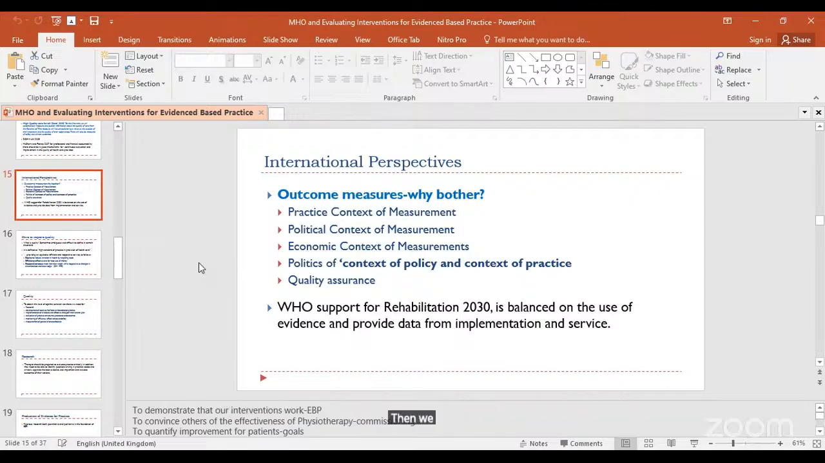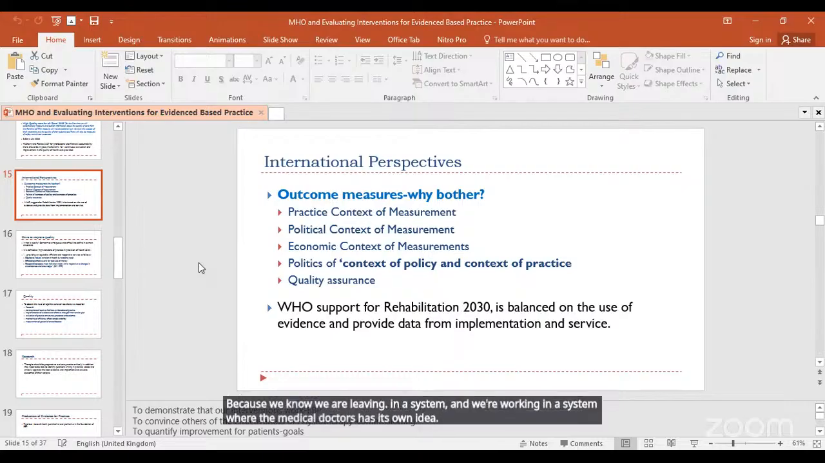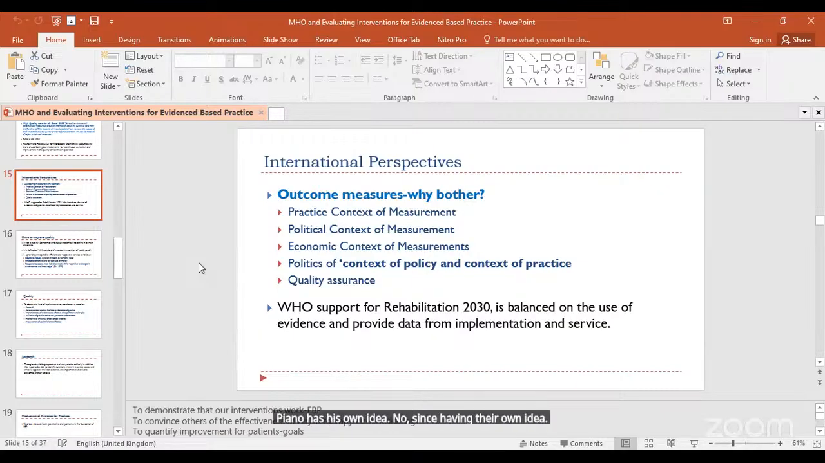Then we have the political context of policy and our practice. Because we know we are living in a system and we are working in a system where the medical doctor has his own idea, P&O has his own idea, nurses have their own idea. There is always a contextual issue of policy and practice. More so, we are not in charge of the policy. We are in charge of consuming the policy. Then we must know how to make use of tools to influence the policy. If we don't influence the policy based on facts, we will continue to complain that medical doctors are not carrying us along. Even if they carry us along, without good evidence, we can't change the policy.